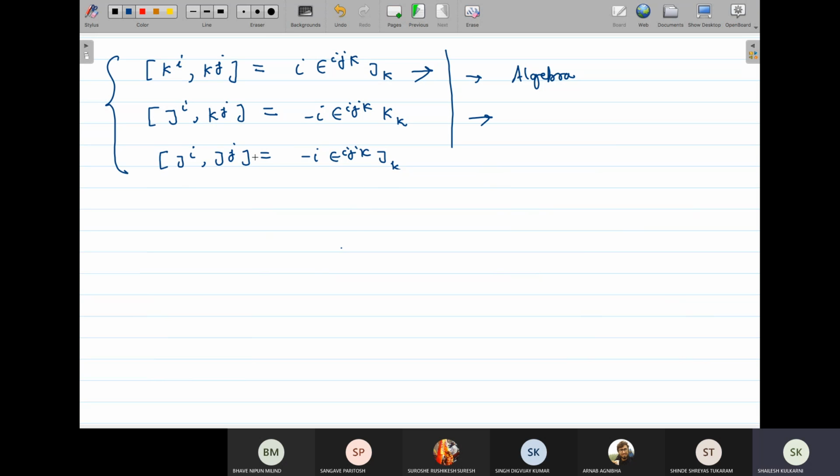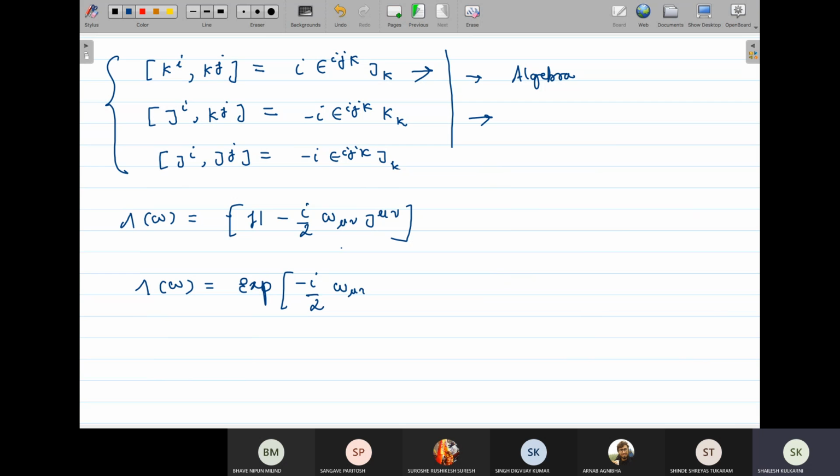But before writing this algebra, let us revisit our Lorentz transformation written in exponential form. In the infinitesimal form, I have identity minus i by 2 omega mu nu J mu nu. If I apply this n times, then I will get a result like rotation. I am not going to prove this. I will get the result exponential of minus i by 2 omega mu nu J mu nu.